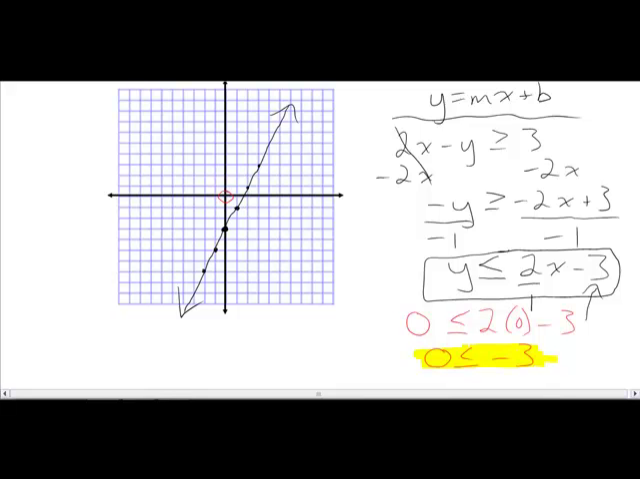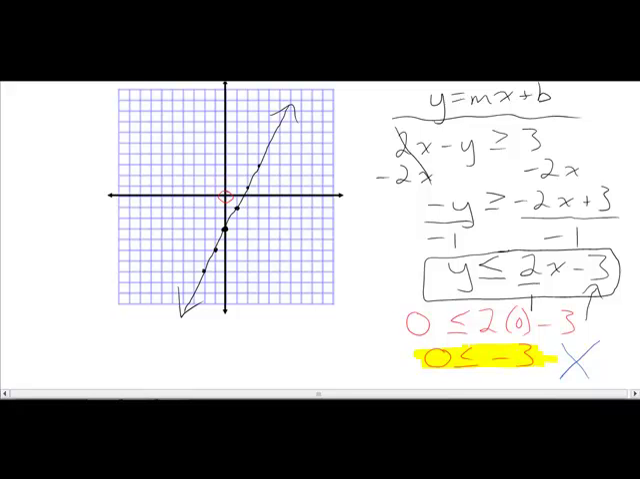So I've got 0 is less than or equal to -3. That is not a true statement. 0 is not less than any negative number. Every negative number is smaller than 0. So this, I'll do it in blue since I wrote in red, because it gets a big old X.